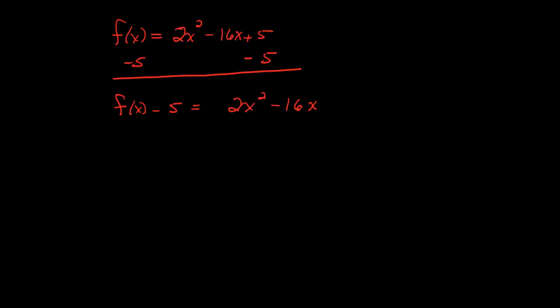Now we check our leading coefficient. Is the leading coefficient a value of 1? It definitely isn't, because our leading coefficient is a value of 2. So we have to make it be a value of 1, so we're going to divide every single term on both sides by a value of 2. Now I'm going to leave this as f of x all over 2 minus 5 halves is equal to x squared minus 8x.